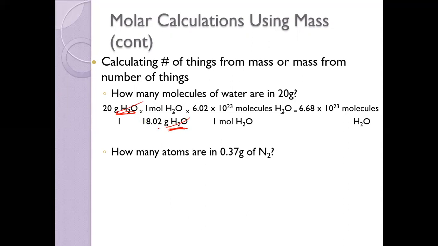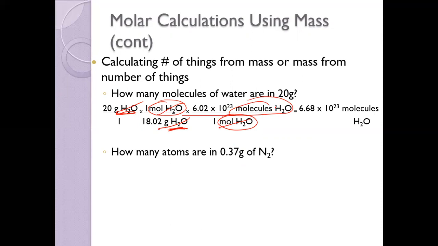So grams of H2O and grams of H2O are going to cancel, but they want me to get to molecules. So I'm going to add a second conversion factor onto here. If I've got moles of H2O up here, I need moles of H2O to be on the bottom of my conversion factor. So I can see that that moles, I can then change that into molecules. So that unit is going to cancel out. My final units are going to be molecules of H2O.